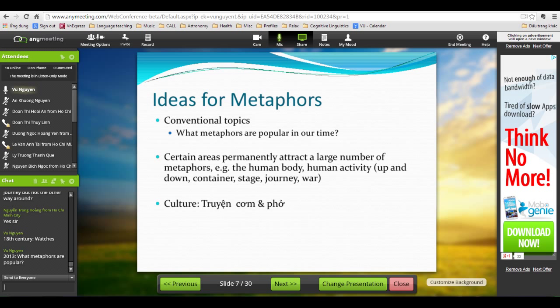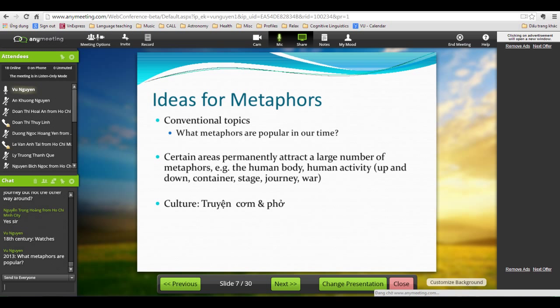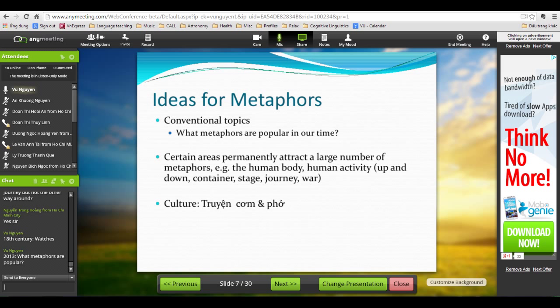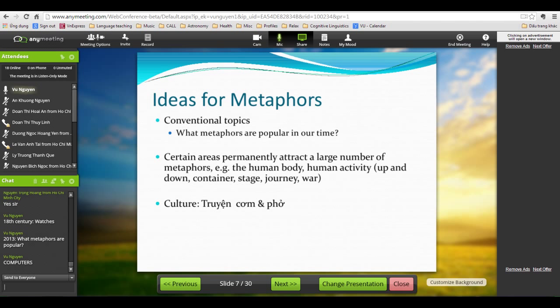Now, we have learned that metaphors actually take roots from our experience with the real world. And so the kinds of topics that are very common in the world around us will naturally become the source domains for the metaphors. Let me give you one example. For example, a computer. Computers are probably very popular domains in our metaphor thinking, at least during the first part of the 21st century.